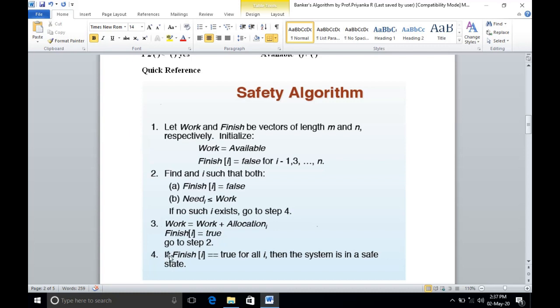Step 4 says that if finish of i is equal to true for all i, then the system is in a safe state. So now we'll understand how to solve the numerical based on this safety algorithm.